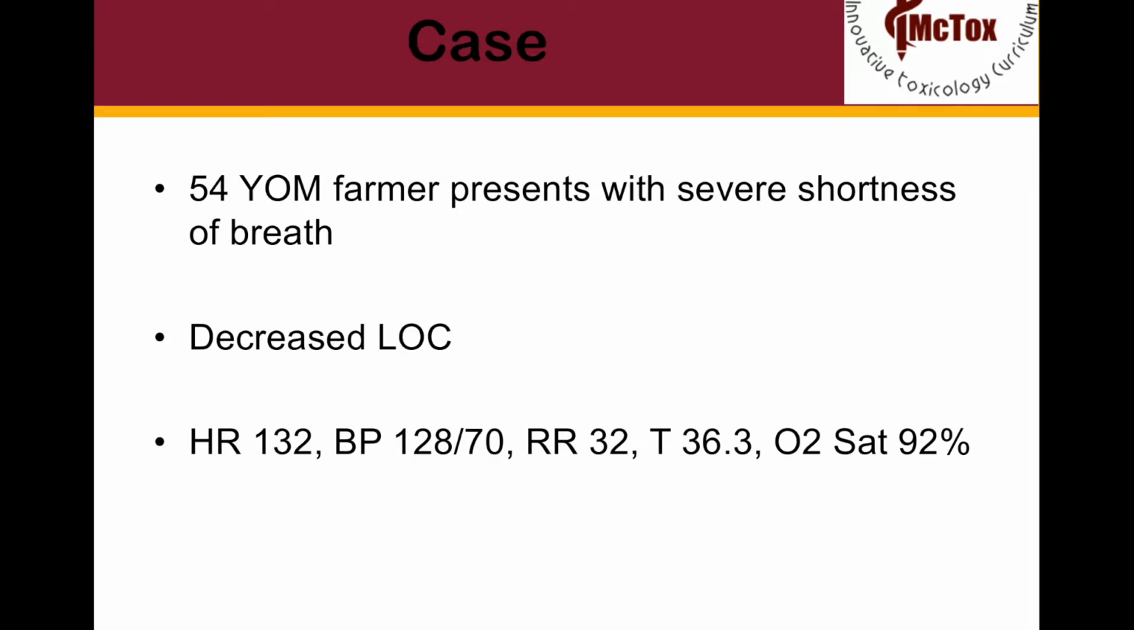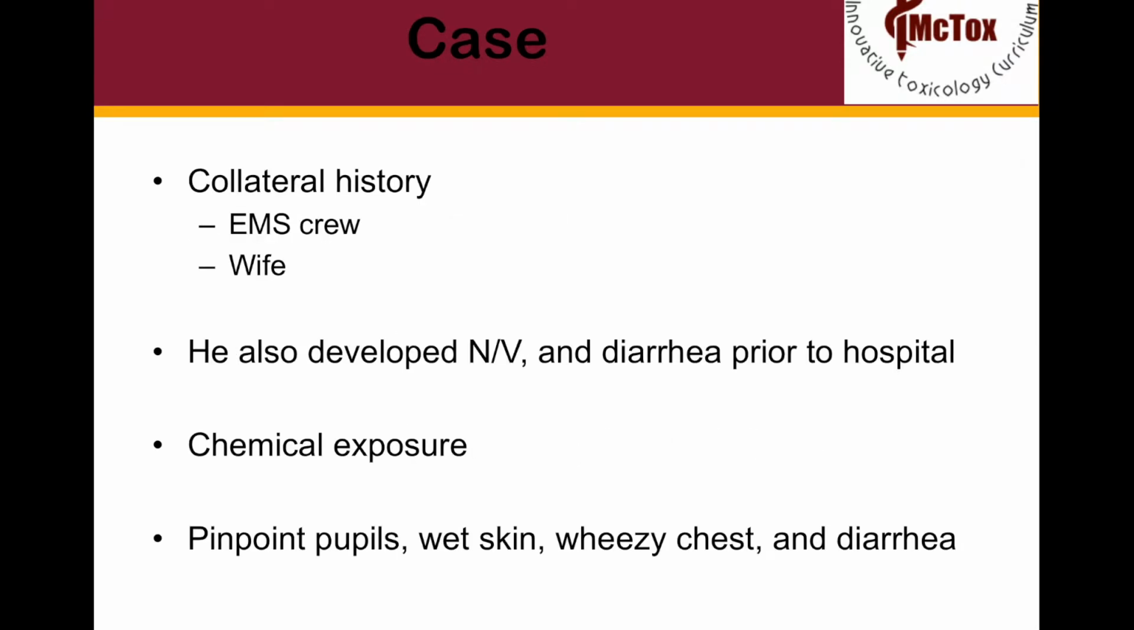Starting with a case, we have a 54-year-old male farmer presenting with severe shortness of breath and an altered mental status. On initial exam, he has a decreased level of consciousness, and his vital signs show an elevated heart rate, respiratory rate, and a decreased O2 sat. Further information from the EMS crew reveals that he had a history of nausea, vomiting, and diarrhea prior to presentation. They also tell you that his house smelled faintly like garlic. His wife thinks some sort of chemical might have spilled on him earlier today.